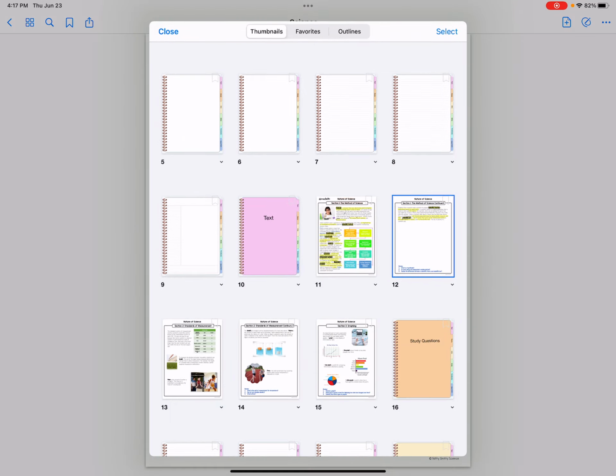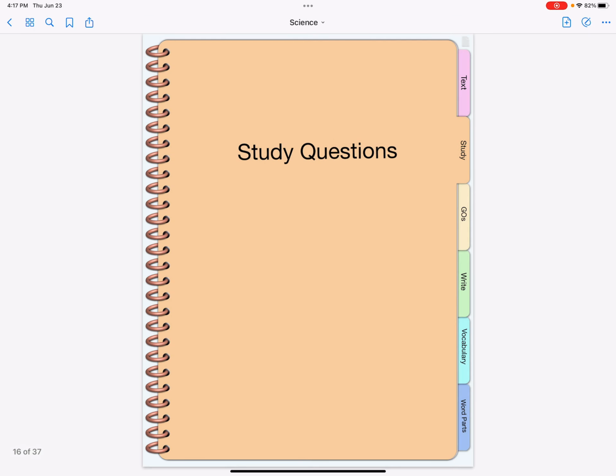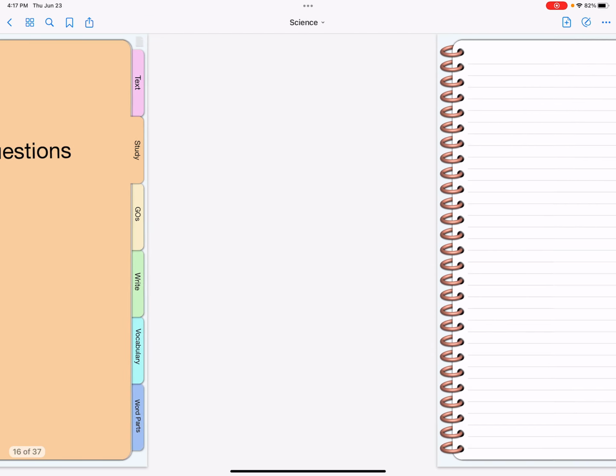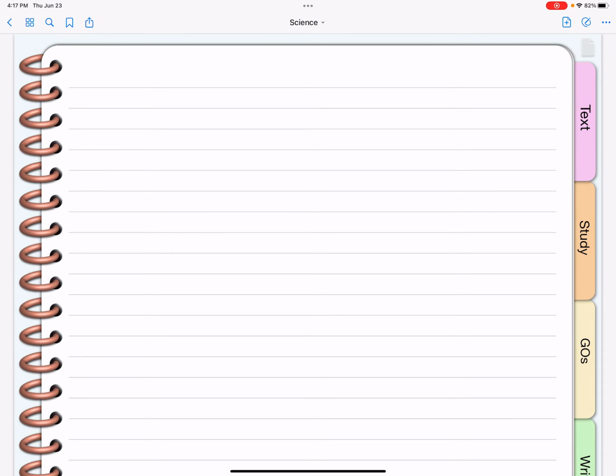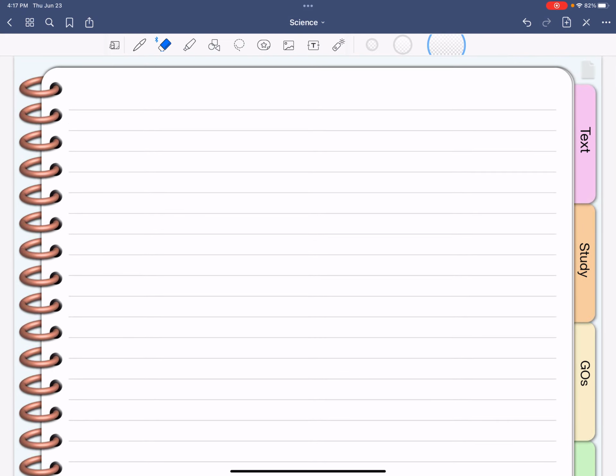So when I go to my study questions section and I scroll over to a blank sheet of paper, the first thing I want to do is write the title of the chapter. And this is chapter 1. It's called The Nature of Science.